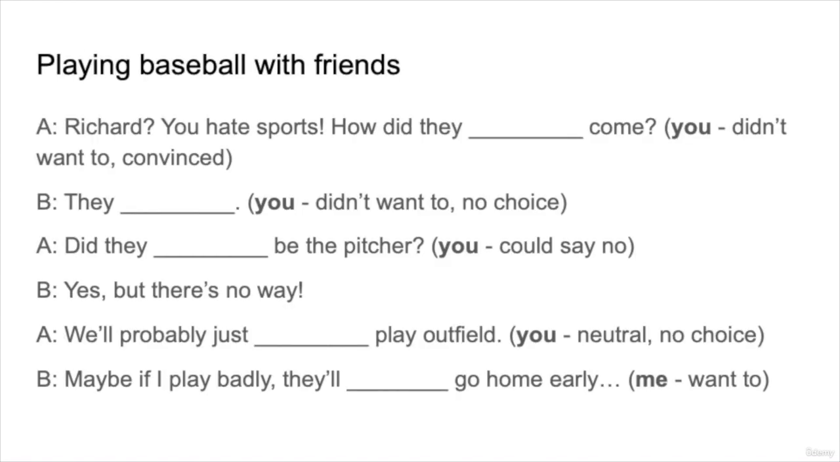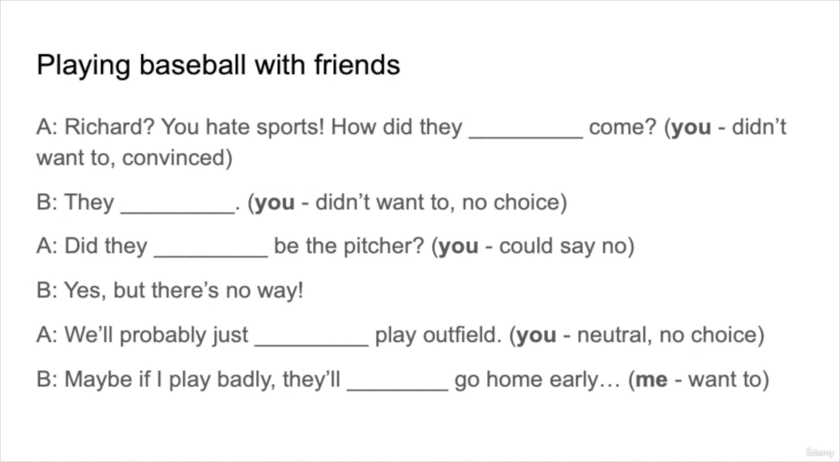Okay, so our first situation: Richard is playing baseball with his friends and he's not a fan of sports. So it's very surprising that he is playing baseball today. So we have lots of blanks, and I'd like you to choose a causative verb: ask, get, have, make, and let. Remember "to" or no "to," and the bolded letters here are the object of the sentence.